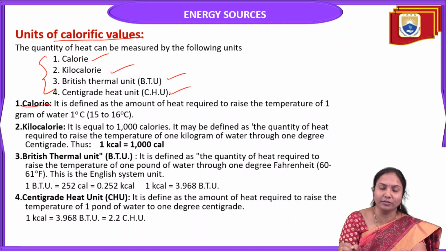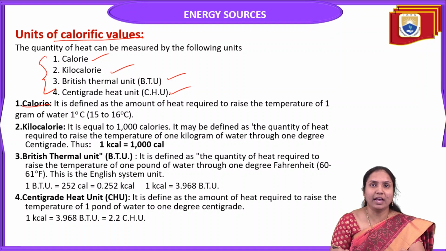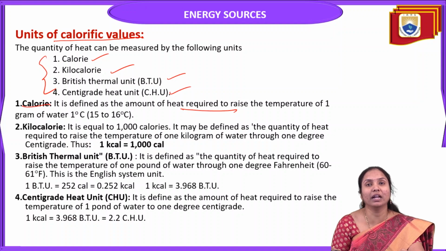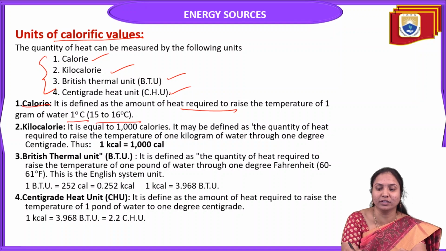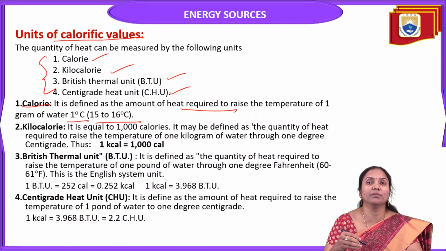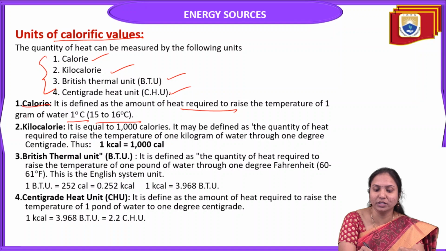What is the meaning of calorie? It is defined as the amount of heat required to raise the temperature of 1 gram of water by 1 degree centigrade, that means from 15 to 16 degrees centigrade. The amount of heat required to raise the temperature of 1 gram of water is called 1 calorie.